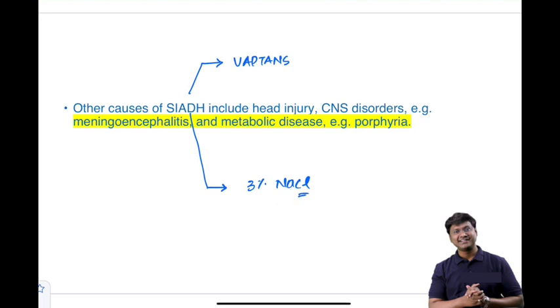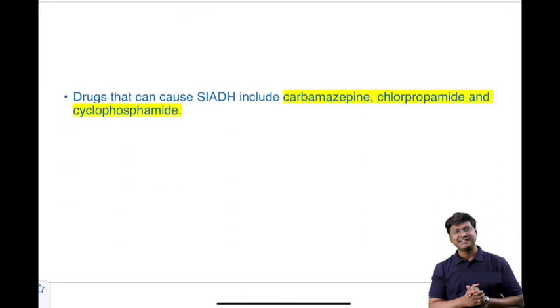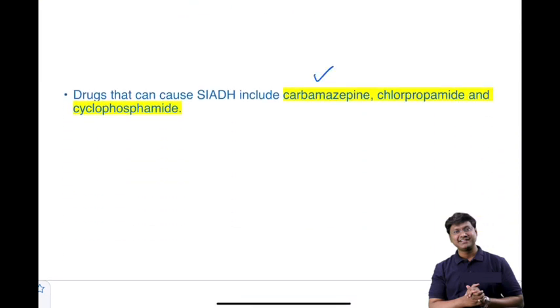There are certain drugs which can cause SIADH. What are those drugs? That includes the anti-epileptic drug carbamazepine, the first generation sulfonylurea chlorpropamide, as well as the immunosuppressant drug cyclophosphamide. So these are the etiologies causing SIADH. To summarize, in patients with SIADH, there will be hyponatremia, euvolemic status, and urine osmolality increases while serum osmolality decreases. That is what you will have in patients with SIADH.